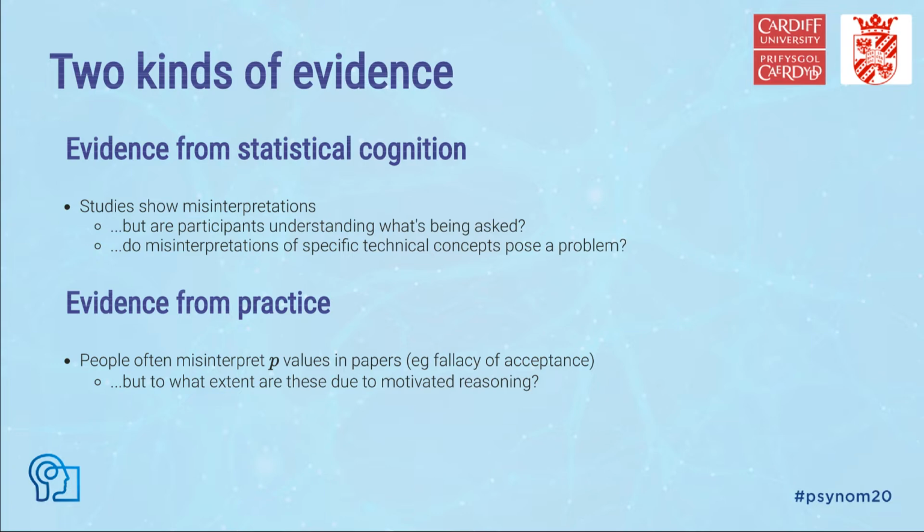A second line of evidence for researchers' misunderstanding of significance testing is misuse and misinterpretation of significance tests in actual research results. These may not always be driven by actual misunderstandings. Rather, they may be the result of incentives for cutting corners in statistical analysis or even just careless writing.